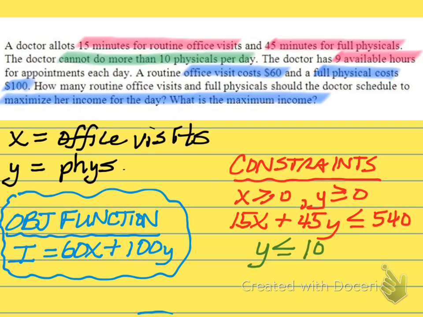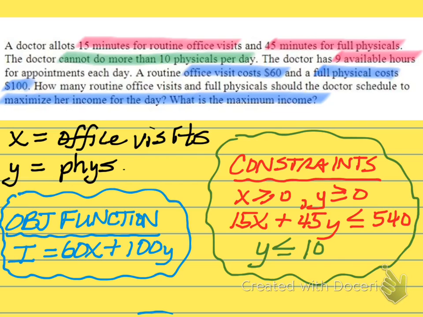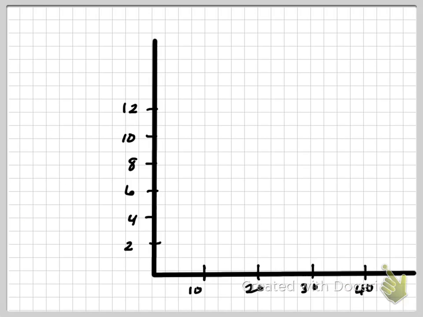Okay? So, we now have our list of constraints. We have an objective function, and we have our list of constraints here. Once you have that set up, you're more than halfway done. Now we're just going to go to a graph. So let's move on to slide 2.